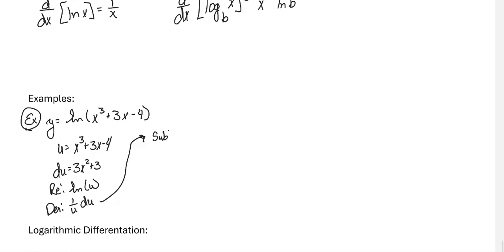And then if we substitute back in, it's going to be 1 over x cubed plus 3x minus 4 times du, which is the derivative of the top. And I'm just going to rewrite this. So the derivative is 3x squared plus 3 all over x cubed plus 3x minus 4.